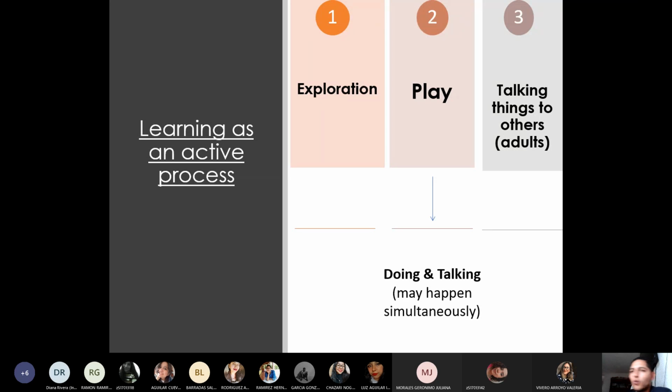A couple of keywords for active learning: exploration, play, talking things through with others, and adults who do not play a paramount role in this theory, but they are there as well as part of the environment, as part of their realities, doing and talking.